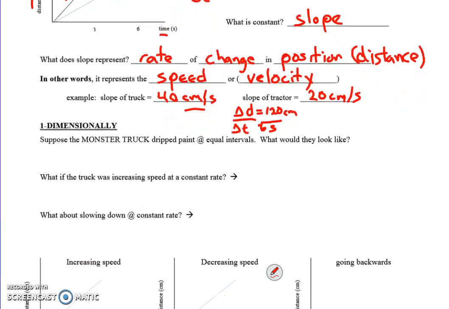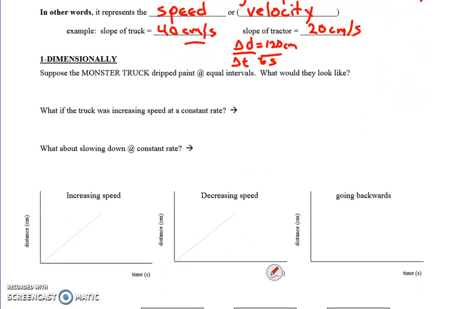Now, we're going to step back a little bit. There's another way we could represent that, and that's one-dimensional. If the graph above is a two-dimensional representation of the position and time, we can do it one-dimensionally, and that would be doing with drips of paint. So imagine that monster truck at the back end had a little teeny tiny bucket of paint, and it was dripping the paint at equal time intervals. Let's say every 1 second. What would those drips look like?